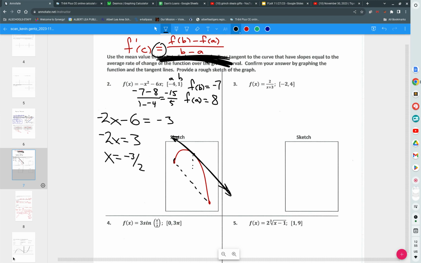I'm going to check to make sure that that sits in our interval. Does the value of -3/2 sit between -4 and 1? Yes. It does, okay? So, again, remember the mean value theorem said there will be a value c that sits within that interval such that that is the case, assuming that the function is continuous and is differentiable throughout the interval.